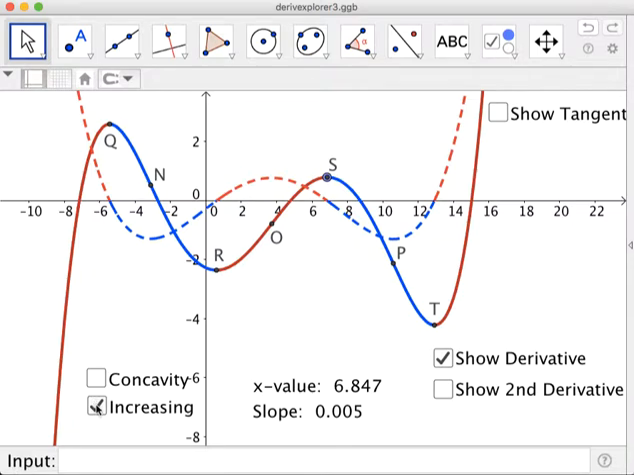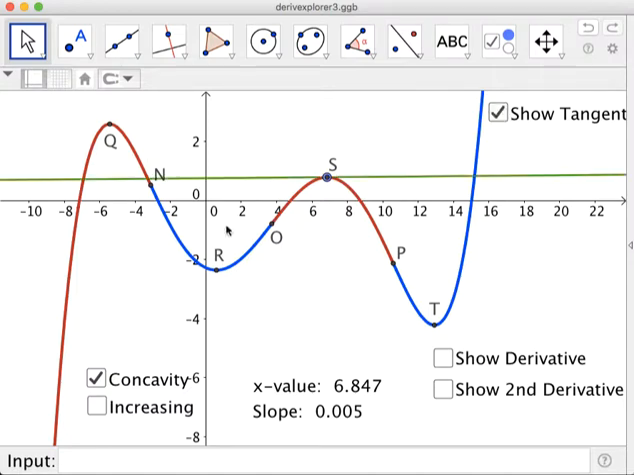Okay, so the other thing we can look at is not where our function is increasing, but where it's concave up and where it's concave down. So you'll notice now wherever it's concave down, it's marked as red. Concave up, it's marked as blue.